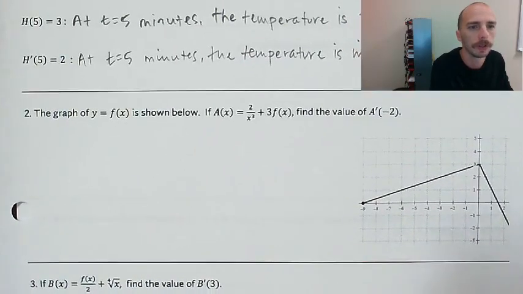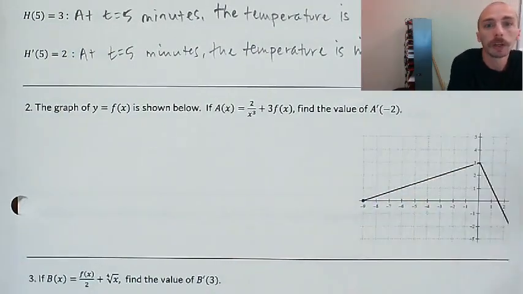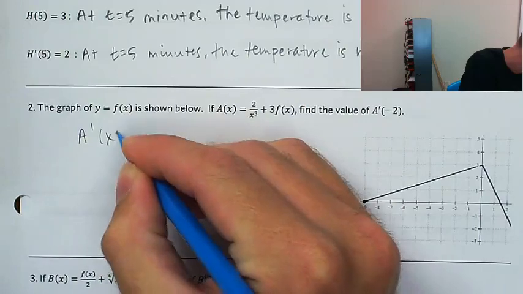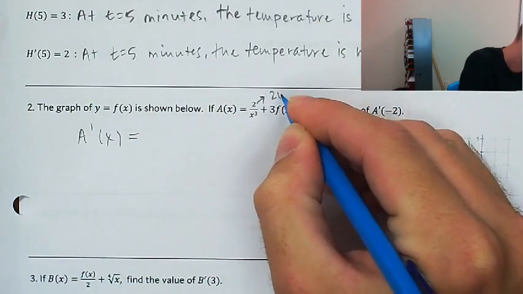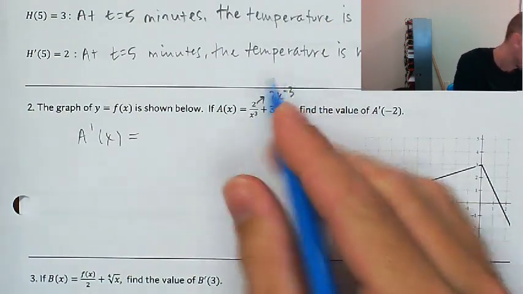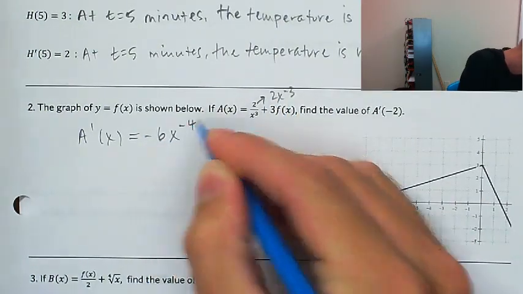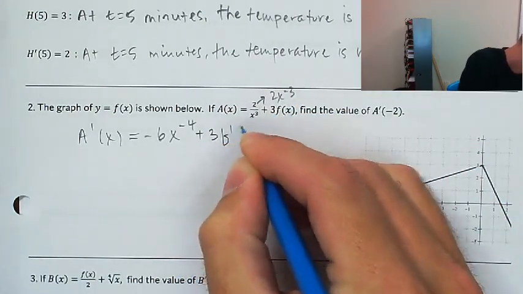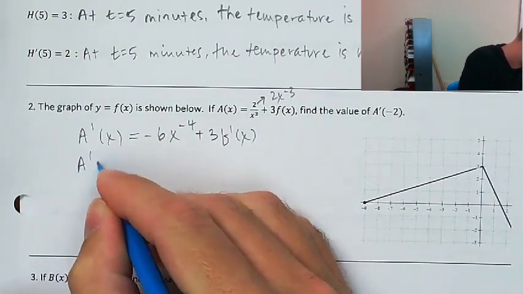Number 2 is, all right, this is just a power rule question with a graph attached. So first up, in order to find a prime of negative 2, we're going to need to find a prime of x. So a prime of x is going to equal, well, I need to rewrite this first. That's going to be 2x to the negative 3. If I do the power rule on 2x to the negative 3, I'm going to get negative 6 times x to the subtract 1, that would be minus 4. And then the derivative of 3f of x is going to be 3f prime of x.